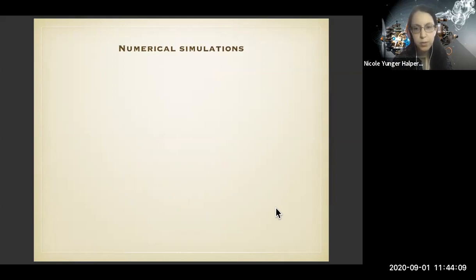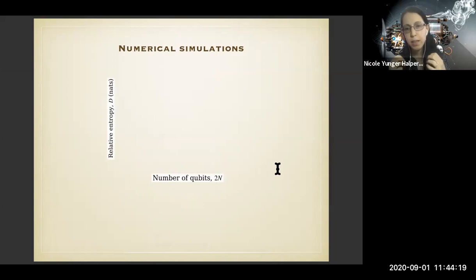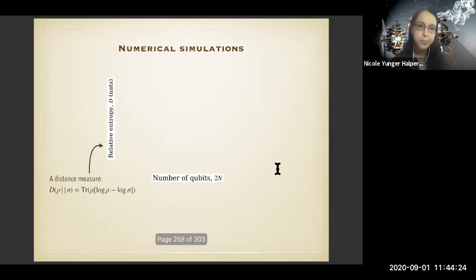I'm going to show the results of some numerical simulations. Along the x-axis, I'll show the total number of qubits in the system. Along the y-axis, I'll show the relative entropy between the final states of the small system of interest and a thermal state. The relative entropy is a distance measure between two density operators. Its significance is it quantifies our ability to distinguish between two density operators in a hypothesis test.